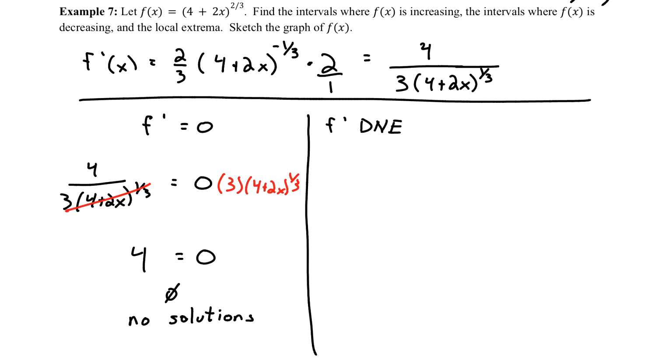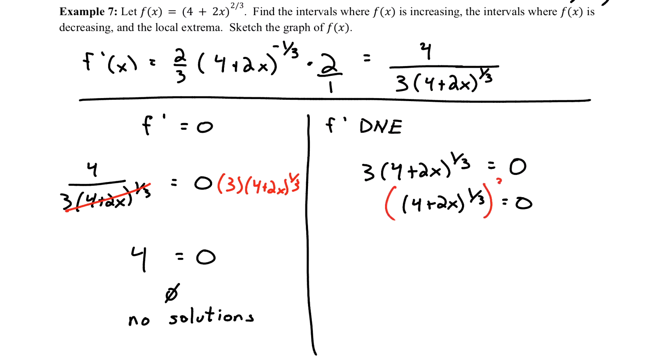So I'm going to take that denominator, 3 times (4 plus 2x) to the 1/3 power, set it equal to 0, and we'll solve for x here. So first thing I would do is divide both sides by 3, giving us (4 plus 2x) to the 1/3 equals 0. 0 divided by 3 is still going to be 0. If I want to get rid of that 1/3 power, I'd need to raise each side to the reciprocal power. So I'd actually have to cube both sides. But 0 cubed is still just 0. And on the left-hand side, I've still got 4 plus 2x.